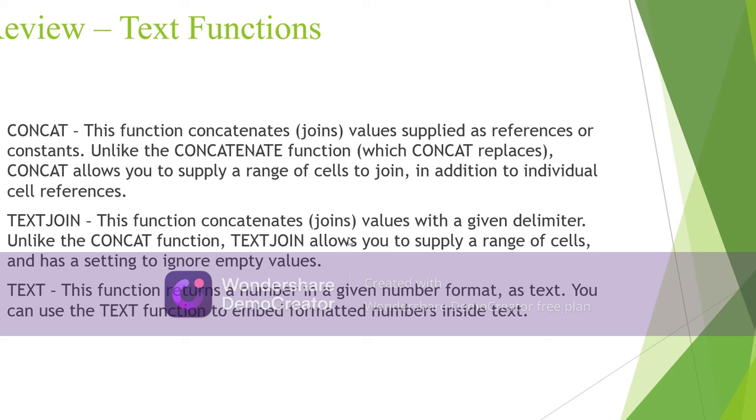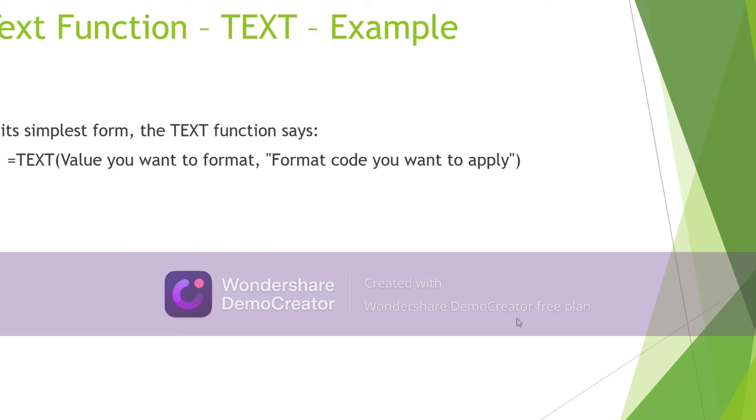This function concatenates, joins values with a given delimiter. Unlike the concat function, TEXTJOIN allows you to supply a range of cells and has a setting to ignore empty values. Now, this last one, text. Text is its own function. This is the text category, but this is specifically the text function. This function returns a number in a given format as text. You can use the text function to embed formatted numbers inside text.